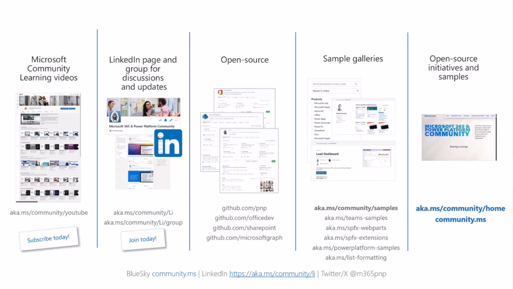We do have a linking page, and a crew for discussions and updates. We do have a lot of open source assets, but as it might be a bit difficult to find the relevant GitHub repo with the right sample, we actually have sample galleries, which are aggregating the information to one centralized location. And a lot of URLs, if you go to AKA.MS Community Home or Community MS, that is the location where you find more details and links and all of that, and what all of the options are for you to get involved within the community.